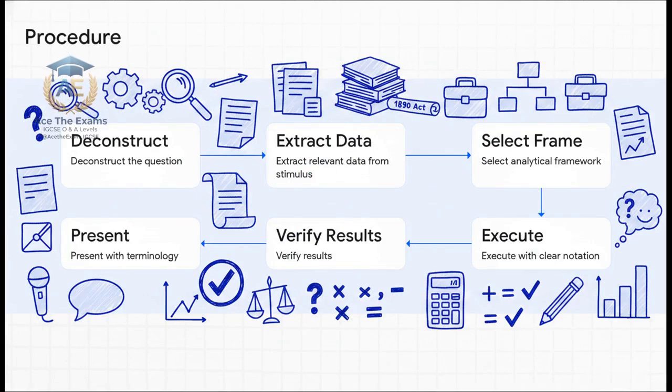So I made Alex and Sam follow this strict 6-step procedural framework. First, deconstruct the question. Alex says, okay, the prompt is asking for the revised profit share. I say, good. Step 2, extract the data. Sam chimes in, well, there's no written agreement mentioned in the second paragraph, so we have to assume the 1890 Act applies. Exactly. That's a huge analytical leap.